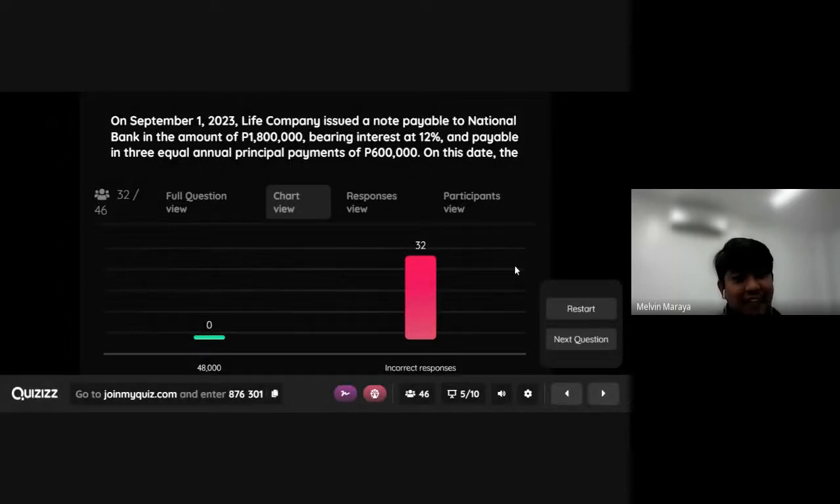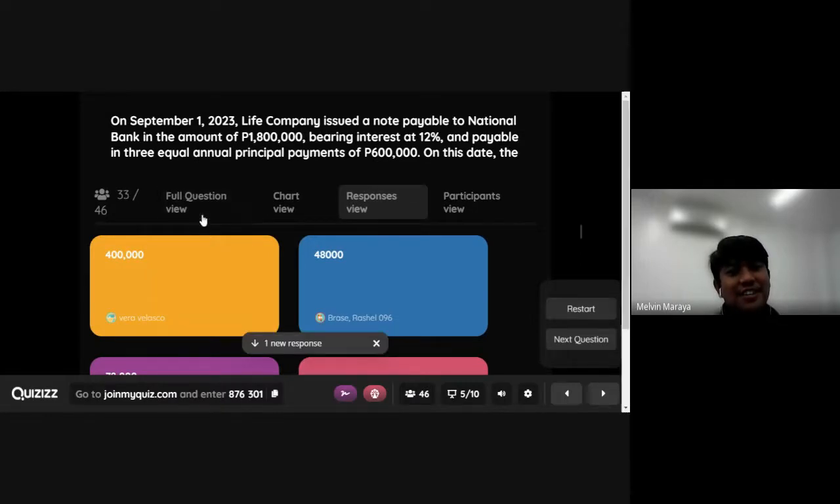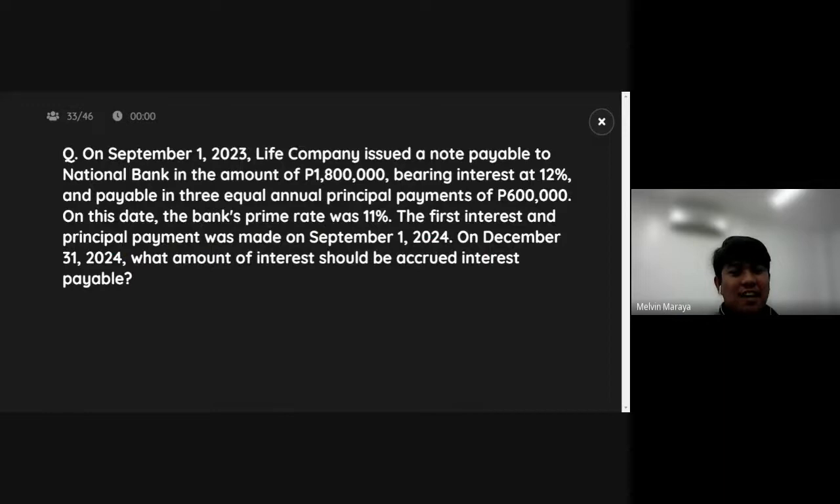Okay, the correct answer is 48,000 pesos. Okay, paano po na-compute yung 48,000 pesos? That is simply deducting muna. Diba? The principal value was 1,800,000 as of September 1, 2023. Then nagbayad po tayo ng September 1, 2024 ng 600,000.